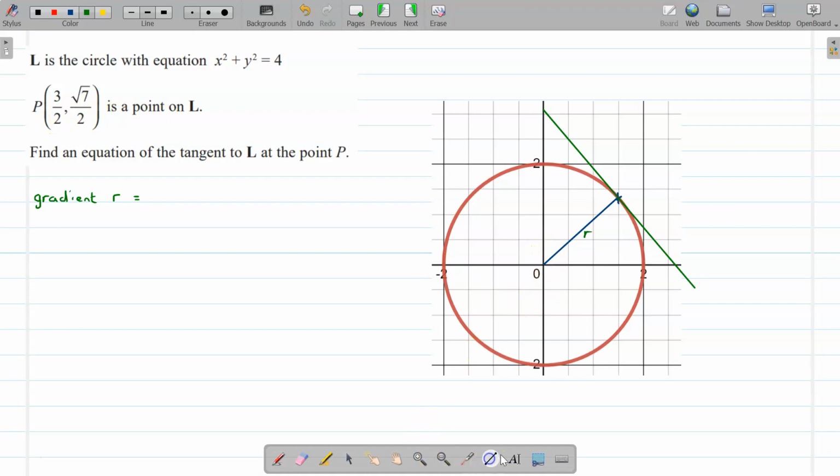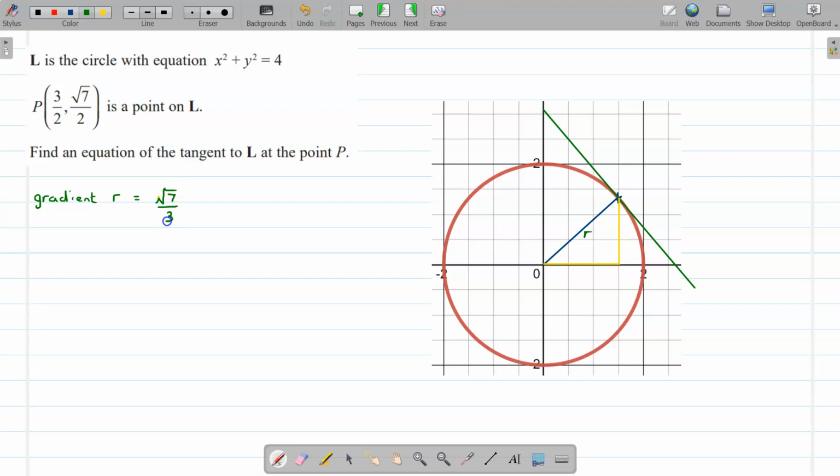In other words, I'm working with this triangle here. I'll just show you what I'm doing. So basically I'm looking at this triangle here and I'm doing the rise divided by the run, which is that bit there. And I'm just saying, well, that's root 7 over 2, that's 3 over 2. If you divide them, the 2's cancel and you get that the gradient of r is root 7 over 3. Okay, let's put that back in green. Root 7 over 3.